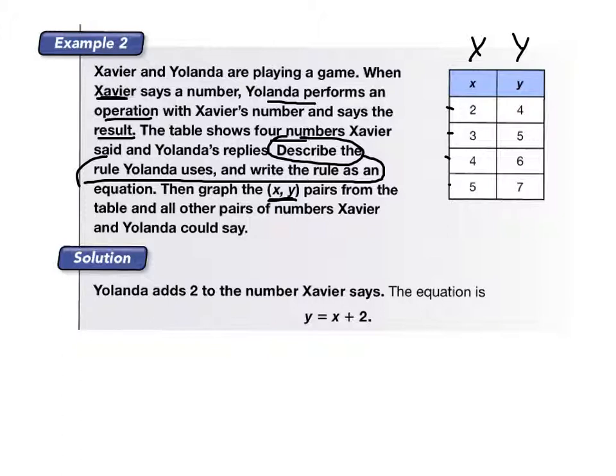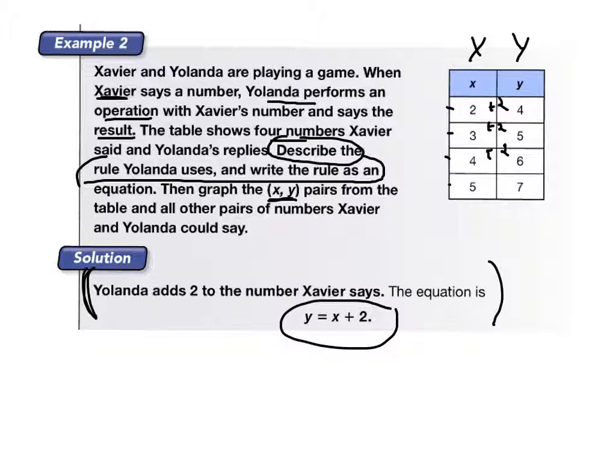So the solution here is, you can see that 2 plus 2 gives me 4. 3 plus 2 gives me 5. So it's x, whatever x is, plus 2 will give me y. So this is my equation, because you're adding 2 to the left side to get to the right side.